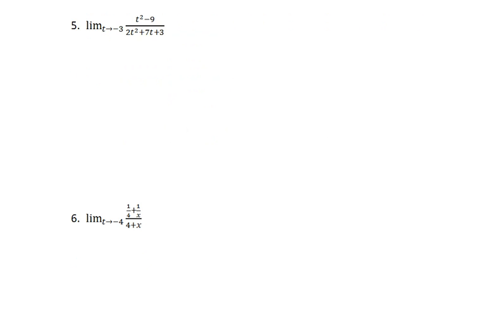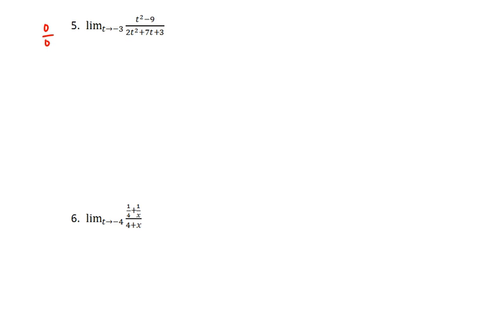So we have the limit as t approaches negative 3 of t squared minus 9 divided by 2t squared plus 7t plus 3. We plug in negative 3 for t, and we get 9 minus 9, which is 0. In the denominator, negative 3 squared is 9 times 2 is 18, plus 7 times negative 3 is negative 21, so that'll be negative 3 plus 3 is 0. So this is still a 0 over 0. We can't use direct substitution, so what do we do?